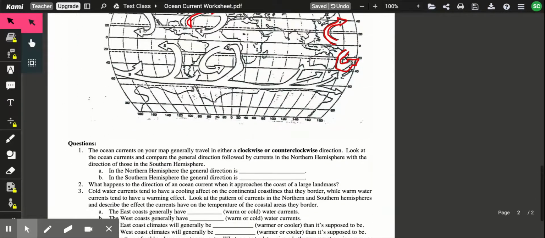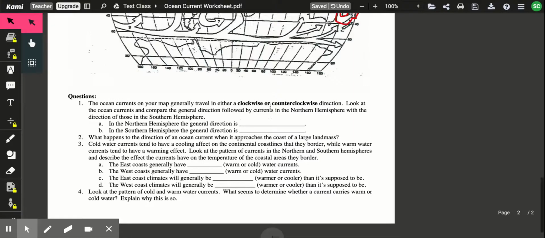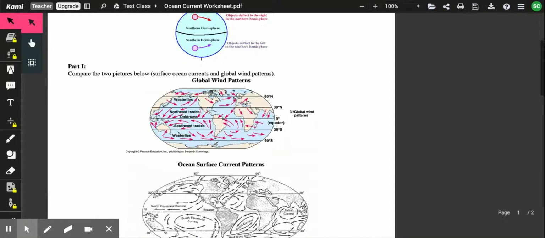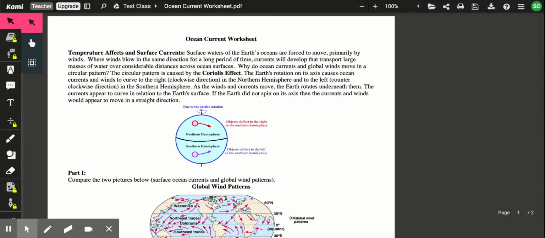So after you're done doing that, you have a few questions to analyze over this and just type in your answers, and complete any other missing work. This shouldn't take you but maybe 15 to 20 minutes if you do it methodically and intentionally. If you have any questions, please email me.